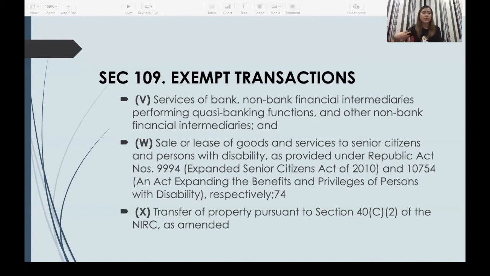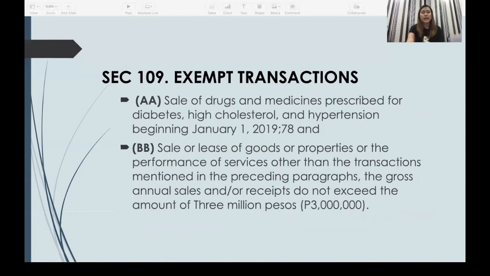So, example, I have a lot, may akong lupa, and have it transferred to a corporation, which gives me a reason to become a major stockholder. Then, that transfer is not subject to VAT. Ganun lang siya. Okay? So, this is the last two. Section 109AA, sale of drugs and medicines prescribed for diabetes, high cholesterol, and hypertension. Beginning this year lang ito nasali sa tax code.